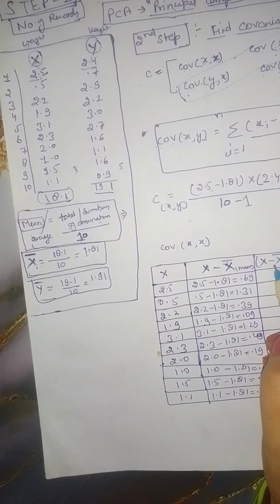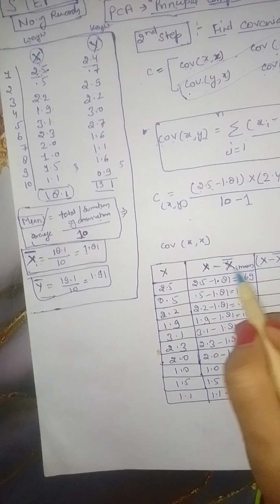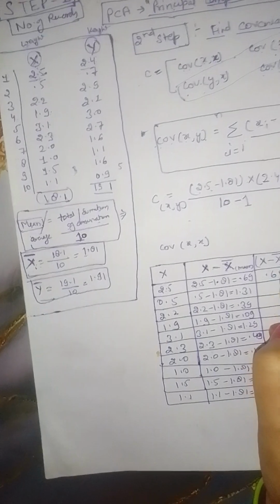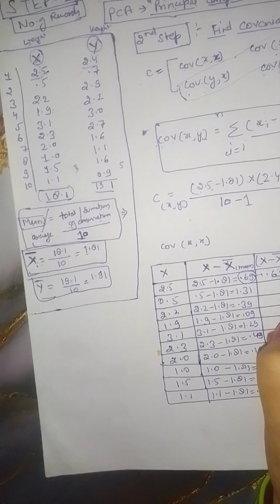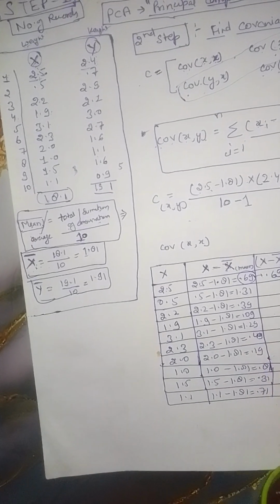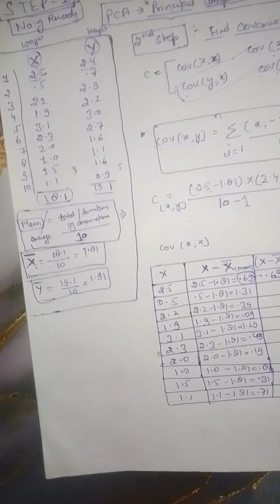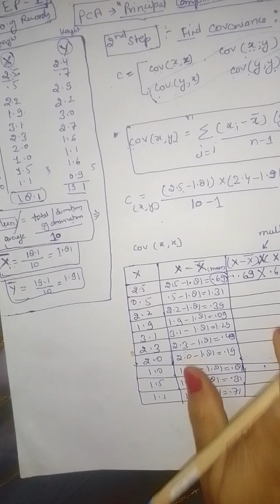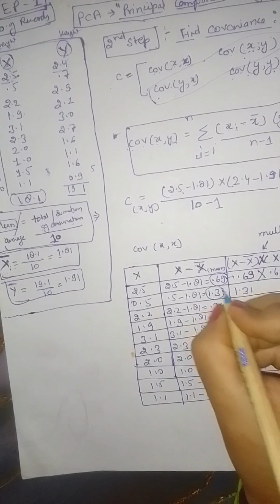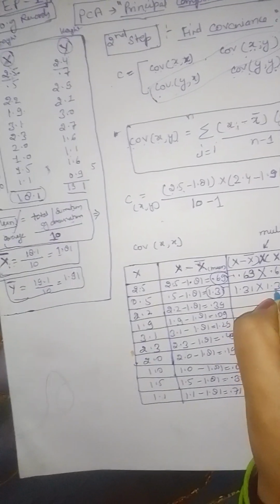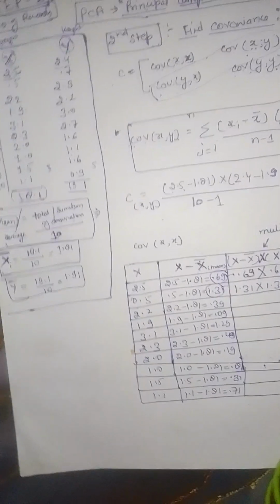Now again what we will do is multiply the square of x minus x bar. Like we will multiply 0.69, which is x minus x bar we have calculated from here, again with 0.69. So what would be the outcome here? The outcome would be 0.4761. Fine. And 1.31 came here, we'll do that. 1.31, its multiplication would come as 1.7161. Fine.